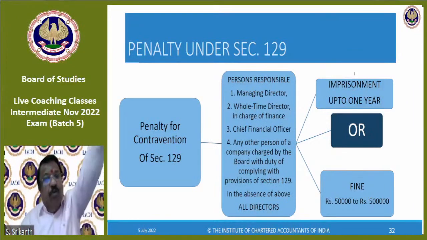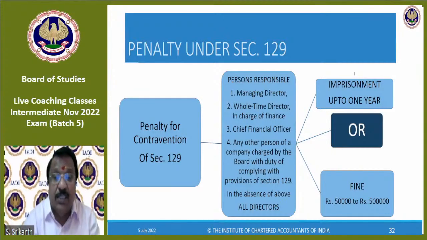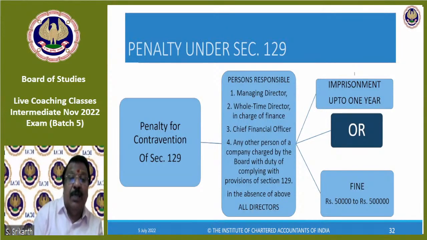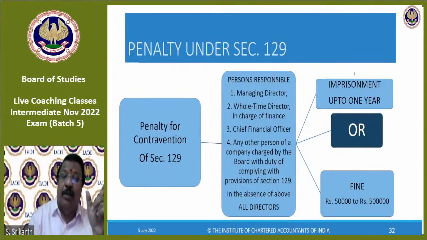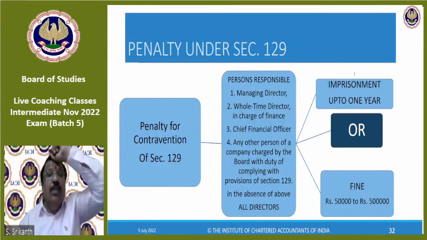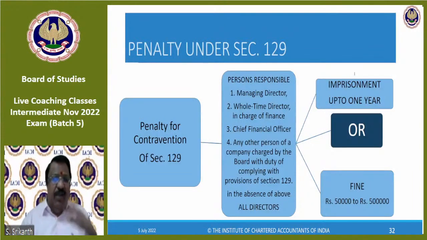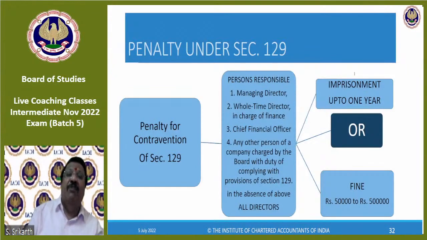So, in case somebody is in contravention of section 129, do you remember? You saw it in 128 also. MD, whole-time director in charge of finance, CFO, any other person charged by the board with the duty of complying with 129. Suppose none of these guys are there. There is no managing director, there is no whole-time director, no CFO, nobody has been charged, then all the directors are liable collectively. Okay, here imprisonment is very much there. Don't think, there are some sections where they've removed the punishment by way of imprisonment.